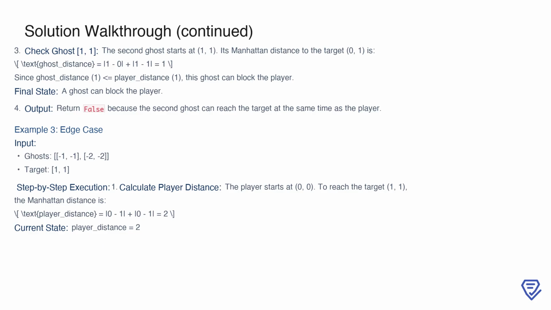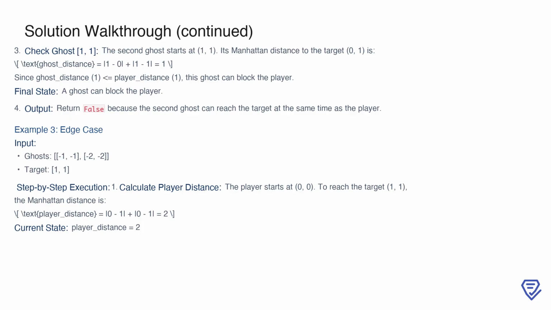Now, we check the second ghost in this example, which starts at 1, 1. Its Manhattan distance to the target is calculated as 1. Since this is equal to the player's distance, it means the ghost can reach the target at the same time as the player. When a ghost is able to reach the target at the same time or faster, it can effectively block the player from escaping. Therefore, in this situation, the player is unable to reach the target safely. The output for this example is false because the second ghost prevents the player from escaping.